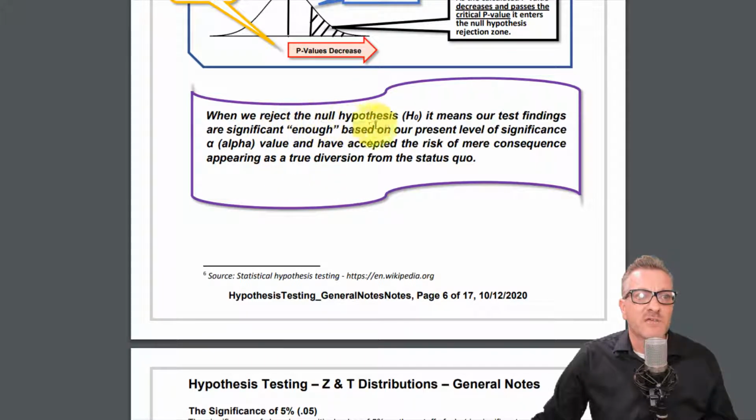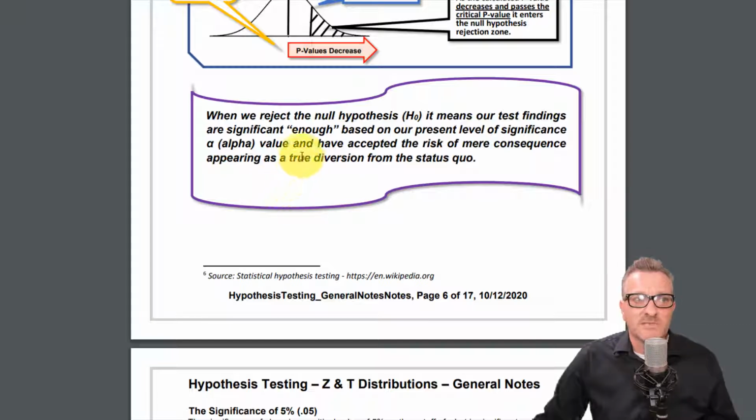When we reject the null hypothesis, it means our test findings are significant enough based on our present level of significance alpha value, and we have accepted the risk of mere chance appearing as the true deviation from the status quo.